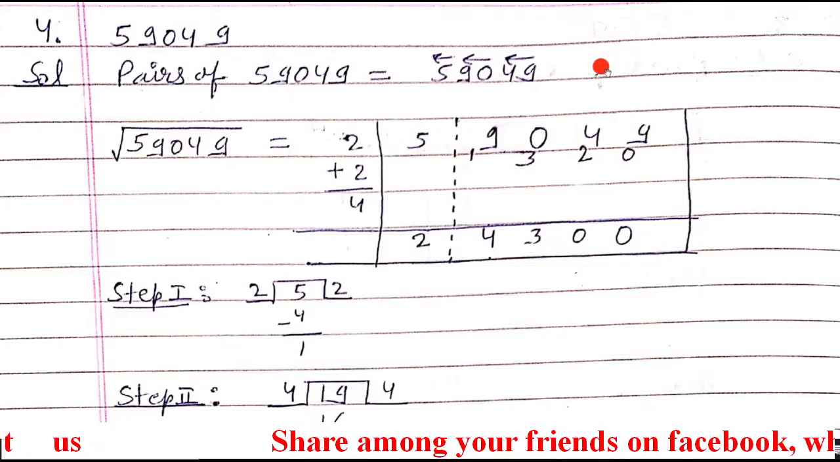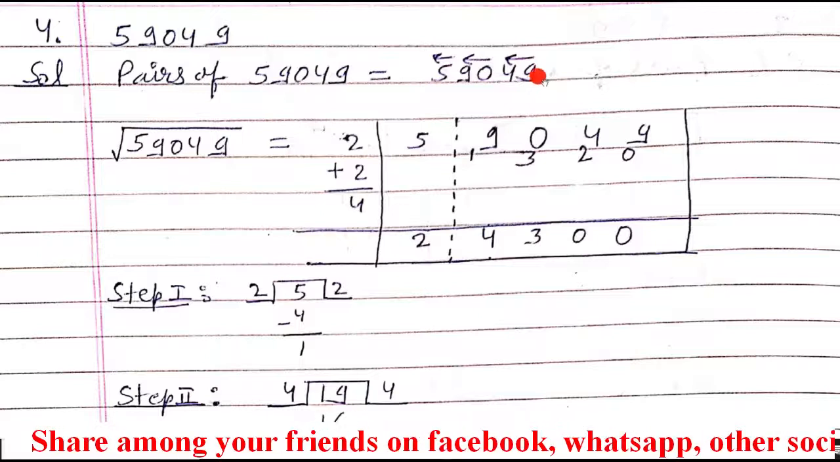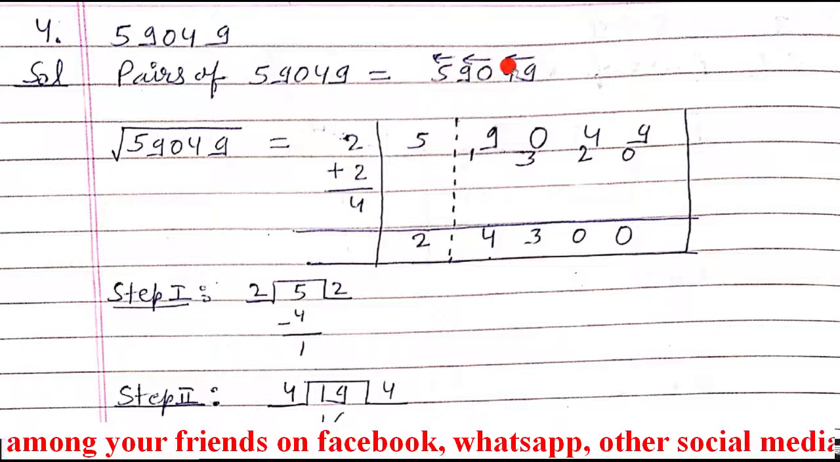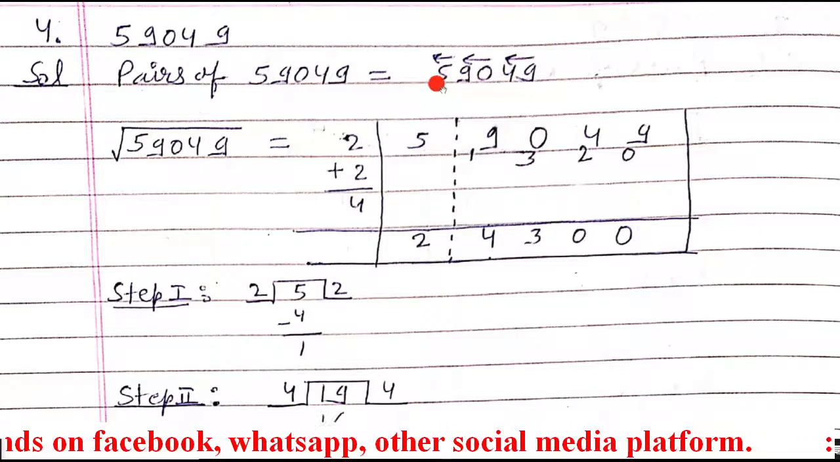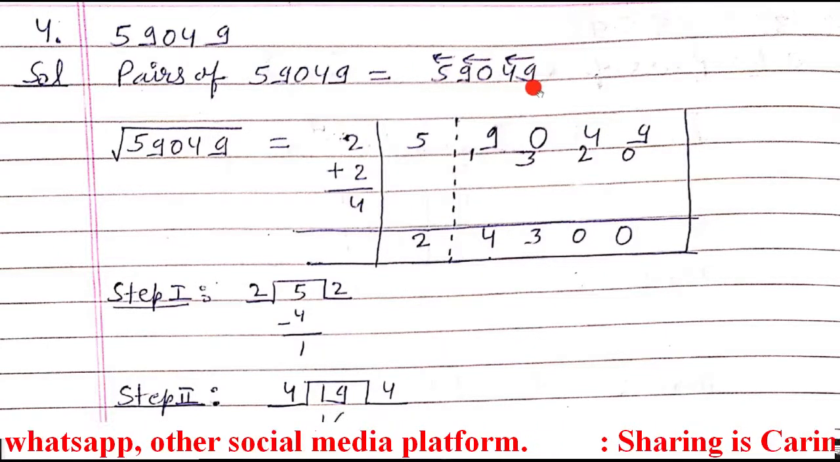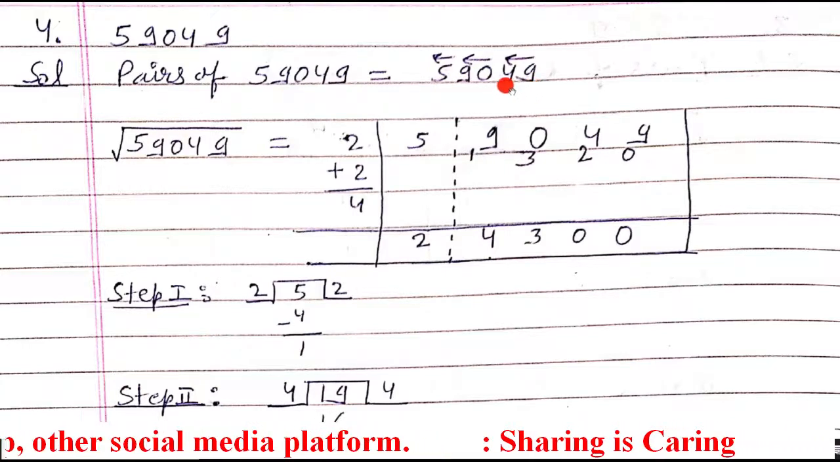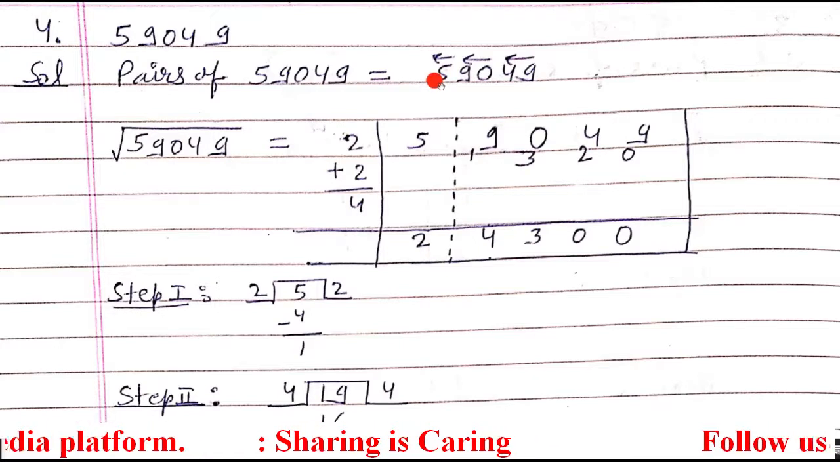Start making pairs of 2 digits from the backside. Backside means from the units place. So 49 is your first pair, then 90 is your second pair, and then 5 alone is your third pair. So how did we make the pairs? From the units place we started making pairs of 2 digits: first pair, then second pair, and then third pair.